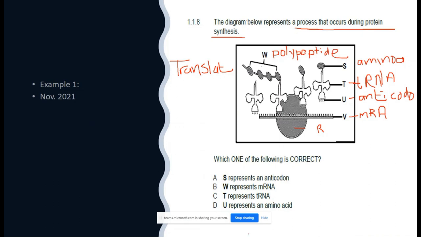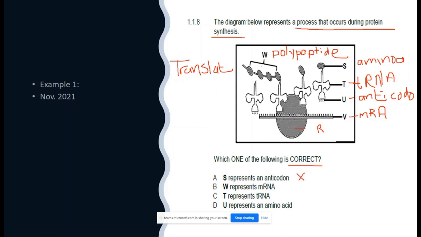Now, which of the following statements is correct? Remember, I have 2 minutes for a multiple choice. In life science, I have 150 marks, 1 mark per minute. So if a multiple choice is 2 minutes, I can spend 2 minutes on a multiple choice. But because I have all my answers here, does S represent an anticodon? No, because according to me, S represents my amino acid.